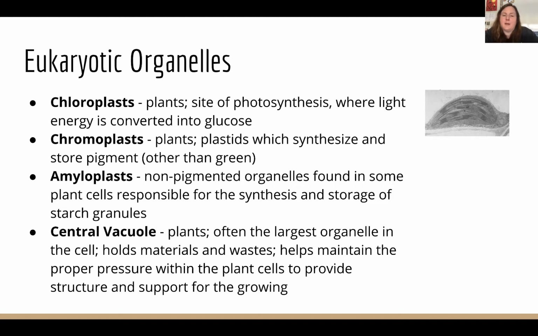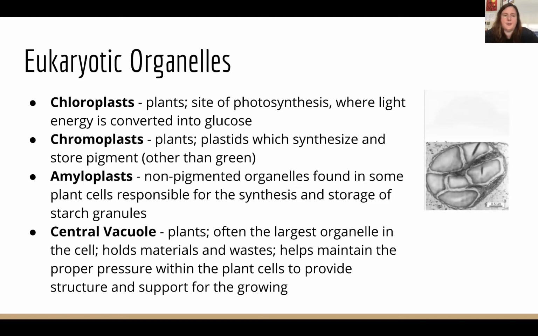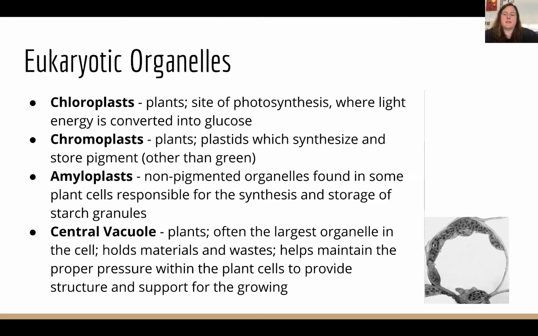The next one are amyloplasts, and these are non-pigmented organelles found in some plant cells, and it's responsible for the synthesis and the storage of starch granules. So this one here is what an amyloplast looks like. Then the last thing that we have in plant cells is the central vacuole, and it's often the largest organelle within the cell, and it holds materials and wastes, and it helps maintain the proper pressure so that the plant cell can stand upright and have the structure and support for growing.